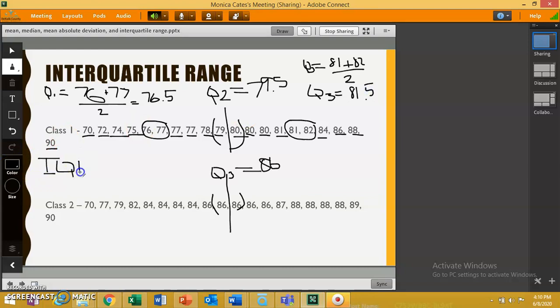And so the interquartile range, and this is why I had to find those values. I had to find my Q2 so I know which value to exclude. I had to find my Q1, I had to find my Q3, because interquartile range is Q3 minus Q1. And so if I put that in, 81.5 minus 76.5 is 5.